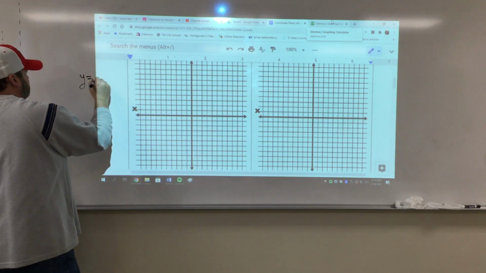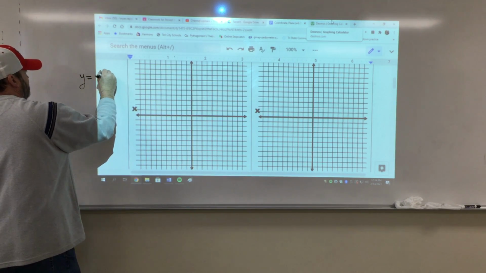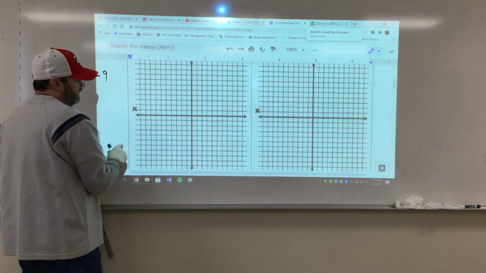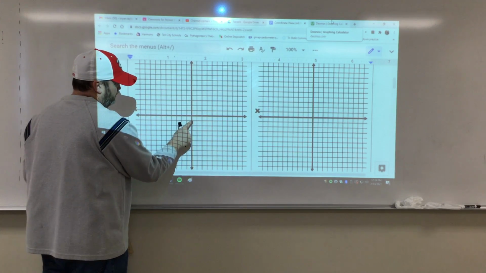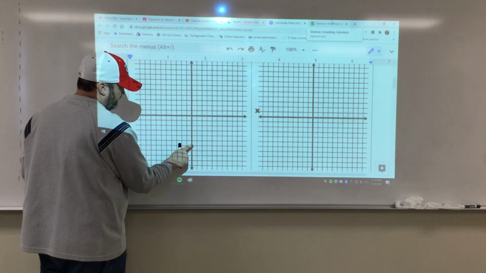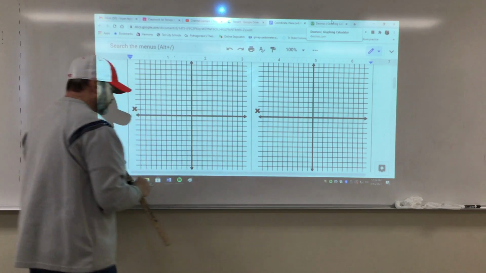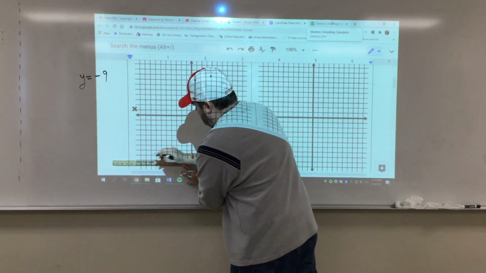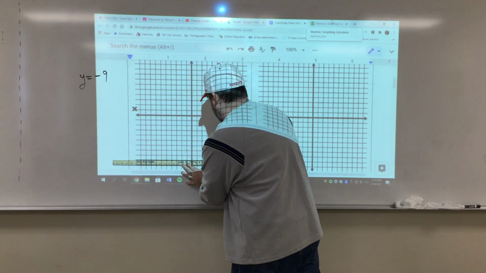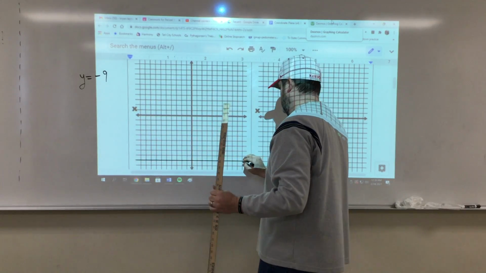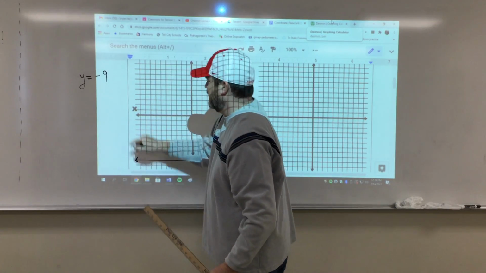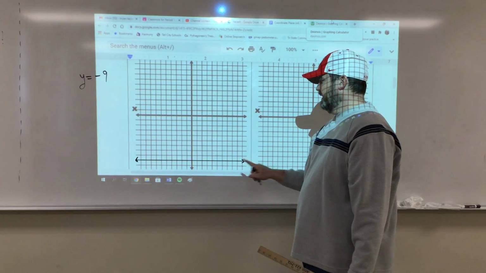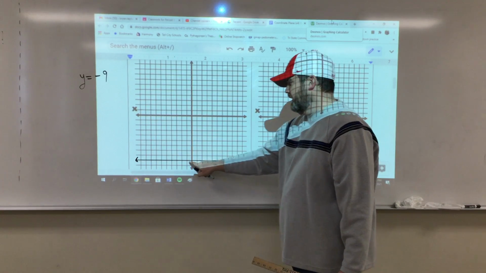y equals -9. So that's going to be a horizontal line going through where y is -9: -1, -2, -3, -4, -5, -6, -7, -8, -9. Line up your straight edge and make your horizontal line. There you go. You graph the line y equals -9. No matter what point we land at, the y value is going to be -9 every single time.